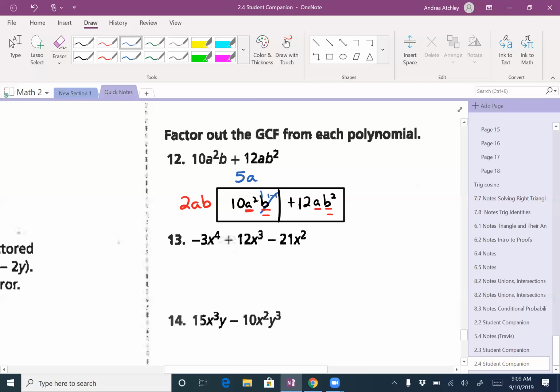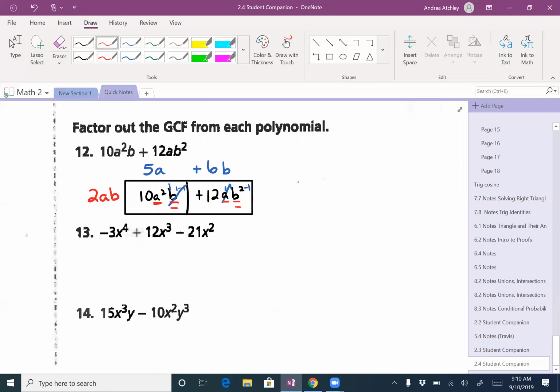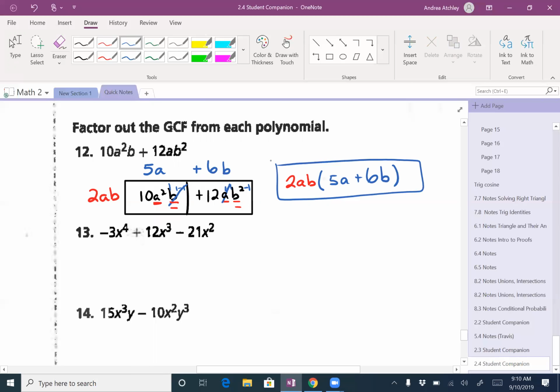Then we add. 12 divided by 2 is 6. We subtract 1 from the a. That means there's a to the 0. So it's 1. And then 1 times 6 is 6. Then we subtract 1 from the b. And it's just b to the first. So my factors are 2ab times 5a plus 6b. Any questions over that?